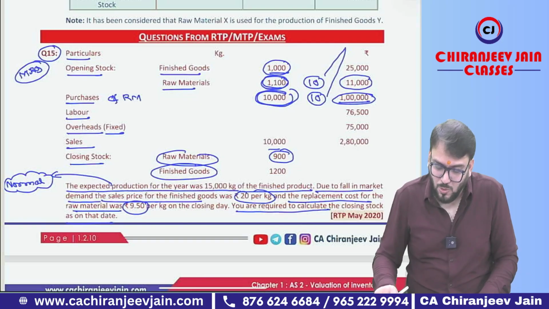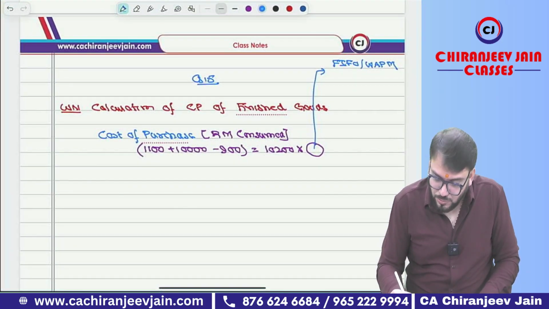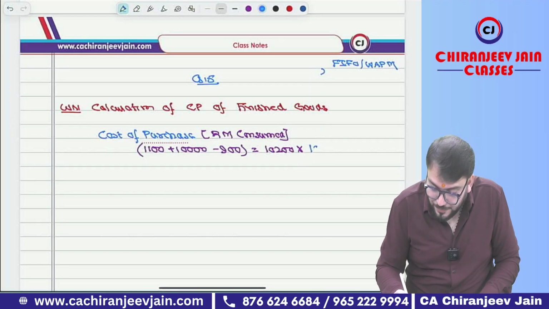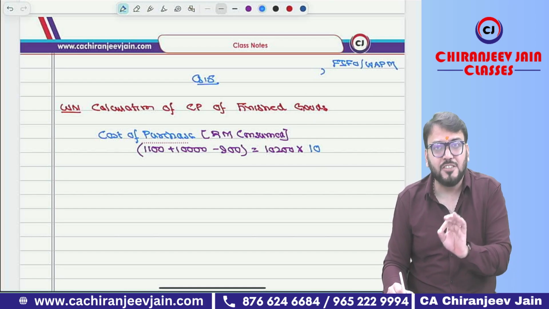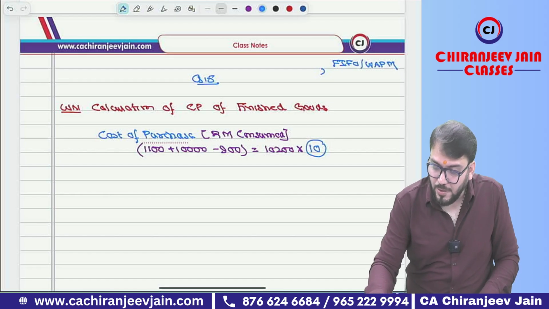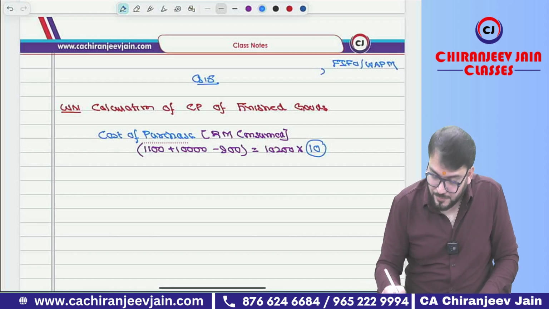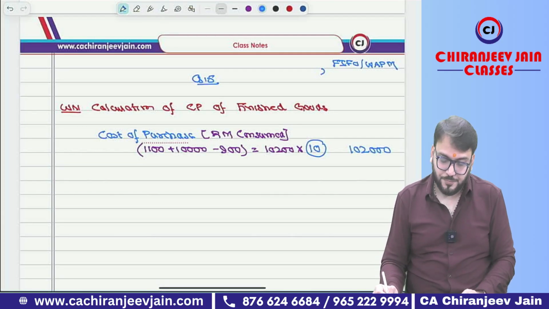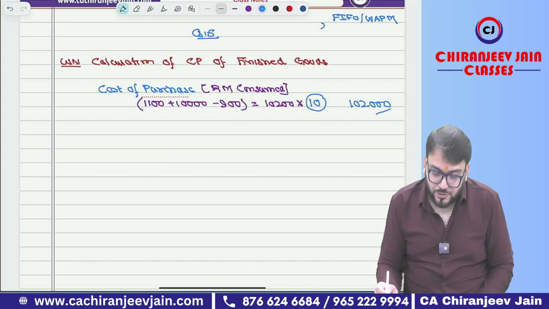So both are 10. So you can take 10 now. But if both are different, then apply FIFO or weighted. Whatever you are applying, just write down as a note. Okay. So 10,200 into 10 becomes 1 lakh 2,000. Have you understood?